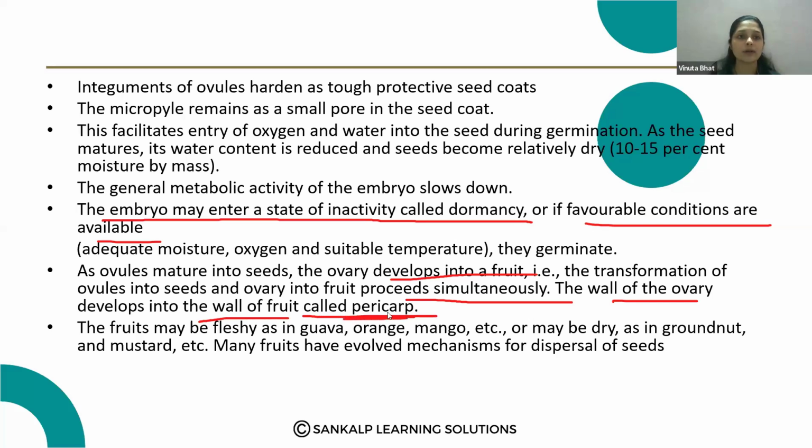The wall of the ovary, that is called the fruit wall, that is the pericarp. The fruits may be fleshy, as in guava, orange and mango, or sometimes dry fruits, like groundnut and mustard. And many fruits have evolved mechanisms for dispersal of the seeds.